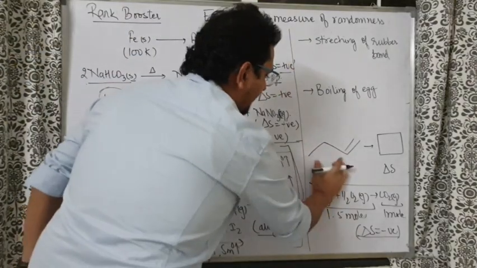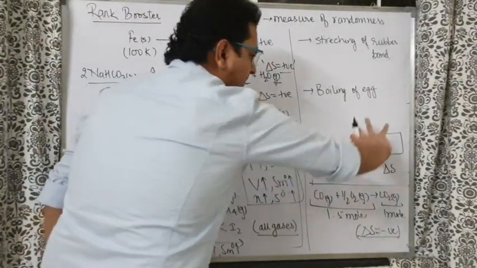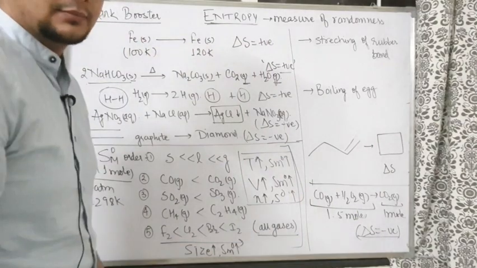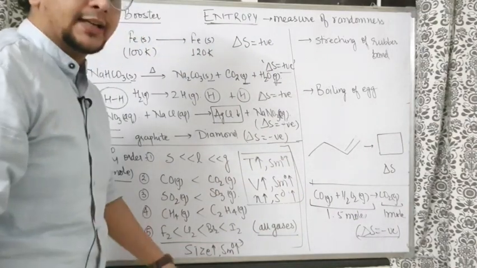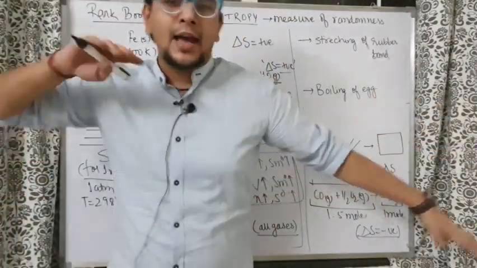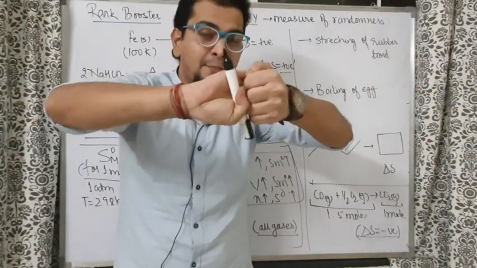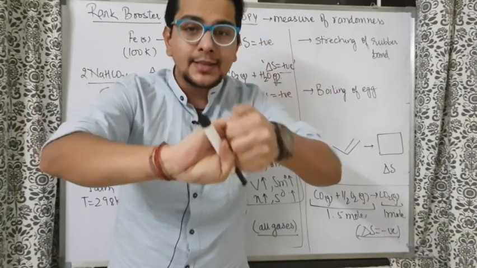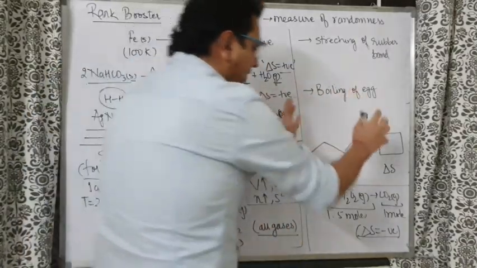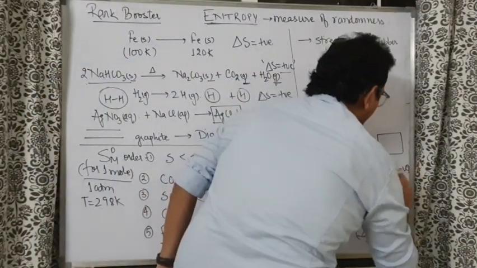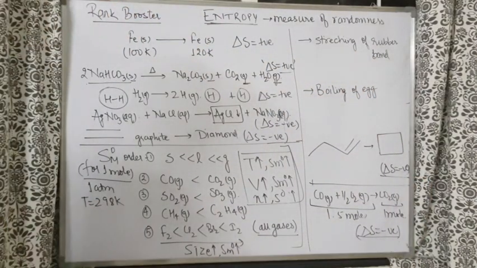In this case, what will happen? Dekhe, it is an open chain becoming a cyclic chain. That means a ring-like structure is getting formed. So if I'm an open chain, I can move more randomly, but when I become a closed chain, my hands get tied and the randomness decreases. So bhaiya, open chain to closed chain, randomness decreases, delta S becomes negative.